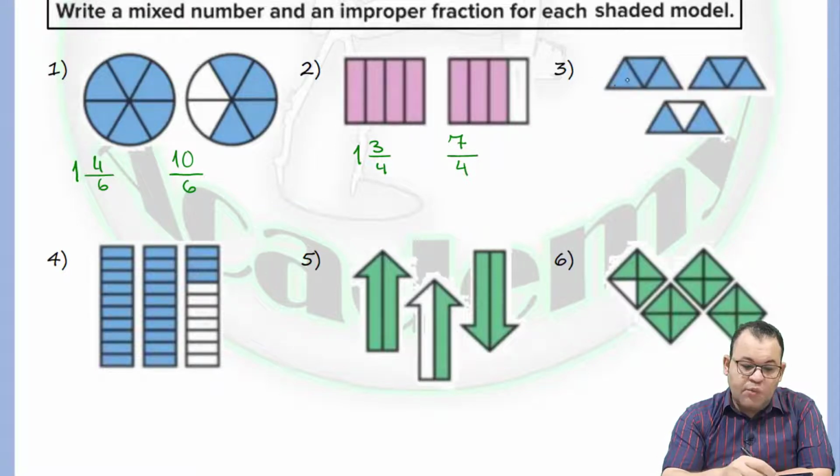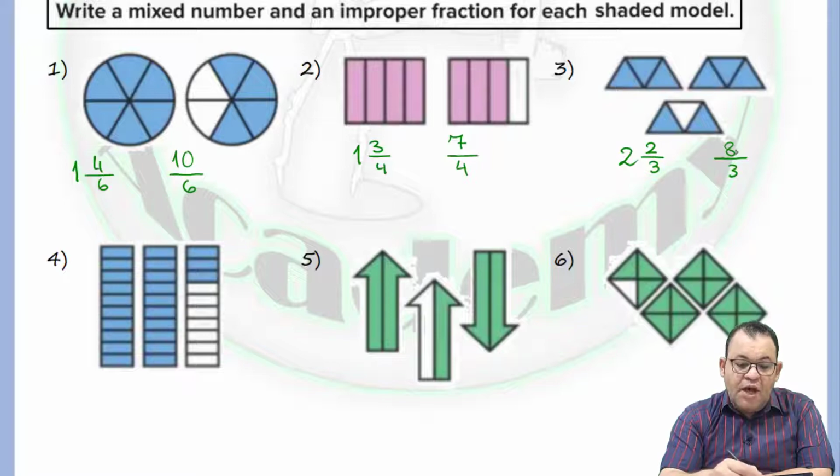In question number 3, we have 2 wholes, that will be the 2, and the number of shaded parts is now 2 out of 3. Now we need to write it as an improper fraction. Number 1, write the denominator. Count how many shaded parts. We have 3, 6, and 2, which equals 8. So 2 and 2 over 3 is the mixed number which represents the model, and 8 over 3 is the improper fraction which represents the model.